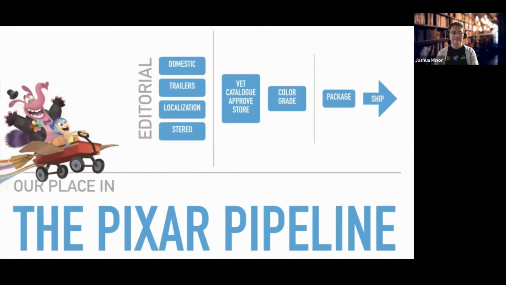To start off, here's our place in the Pixar pipeline. We receive submissions from editorial, the domestic production version of the film, as well as any trailers, any of the 43 different localized versions of the film, and stereo versions of the film. They're submitted to a web application that the user then interacts with to vet and catalog and approve and store the submissions. They're then passed to color grading and packaging and shipping.